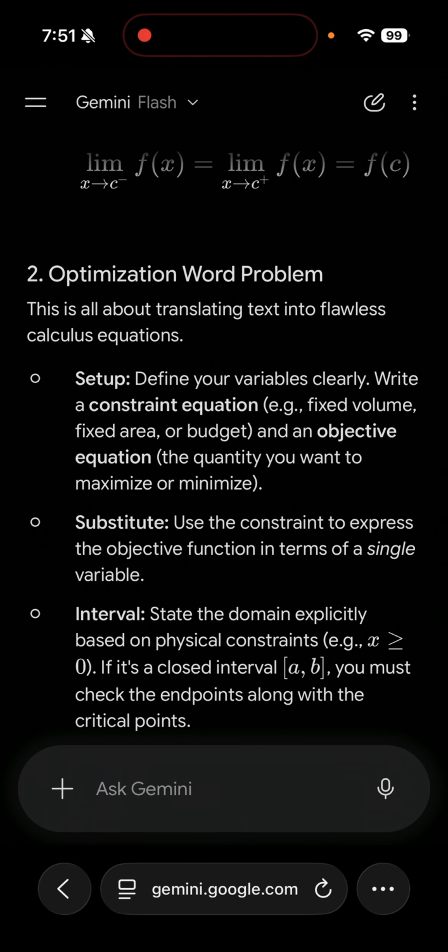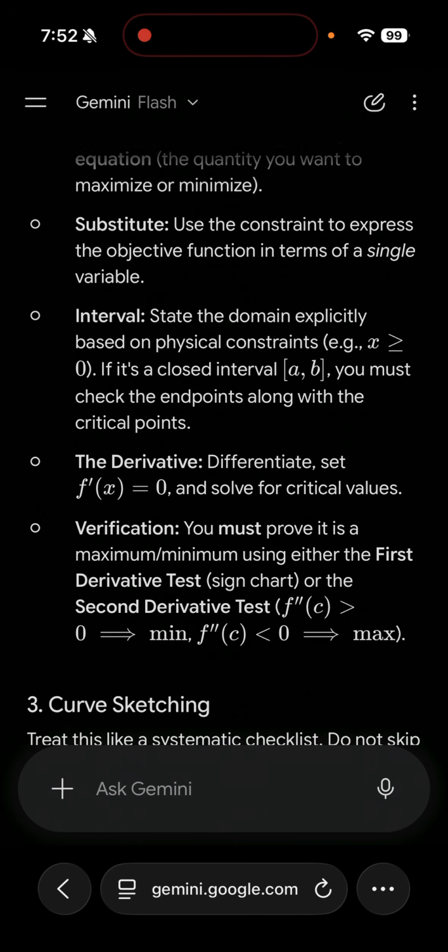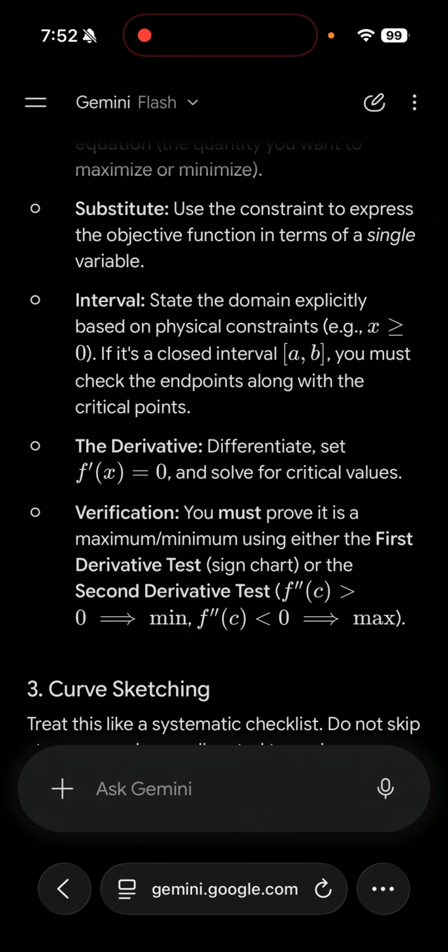Optimization word problem. Set up: define your variables clearly. Write a constraint equation. Example, fixed volume, fixed area, or budget. Then an objective equation, the quantity you want to maximize or minimize. Substitute: use the constraint to express the objective function in terms of a single variable. Intervals: state the domain explicitly based on physical constraints. Example, x has to be greater than or equal to 0.